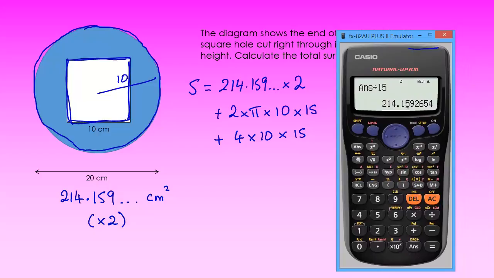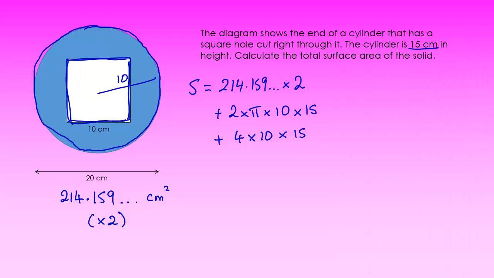So we already have this on the calculator, so just multiply that by 2, and then we're going to add that to 2 times pi times 10 times 15, and add that to 4 times 10 times 15, and let's get this to the nearest whole number, 1971. Remember it's an area, so that's centimeters squared, and we gave that to the nearest whole number.